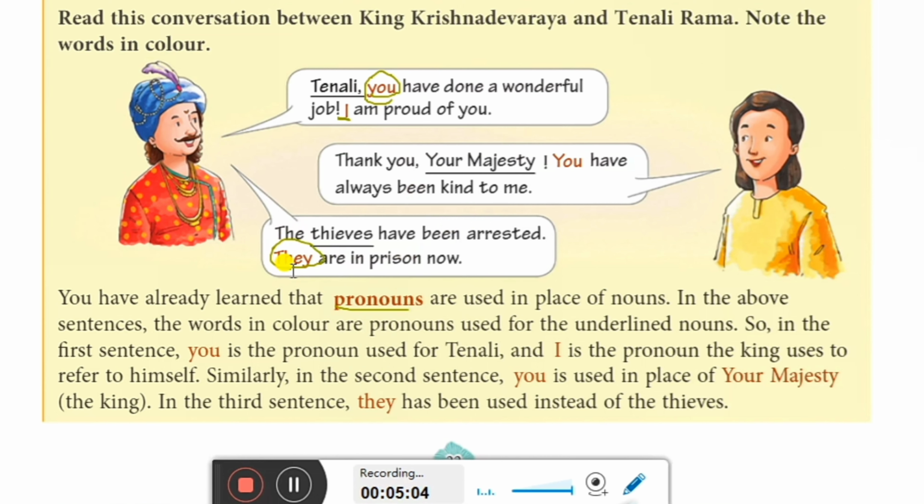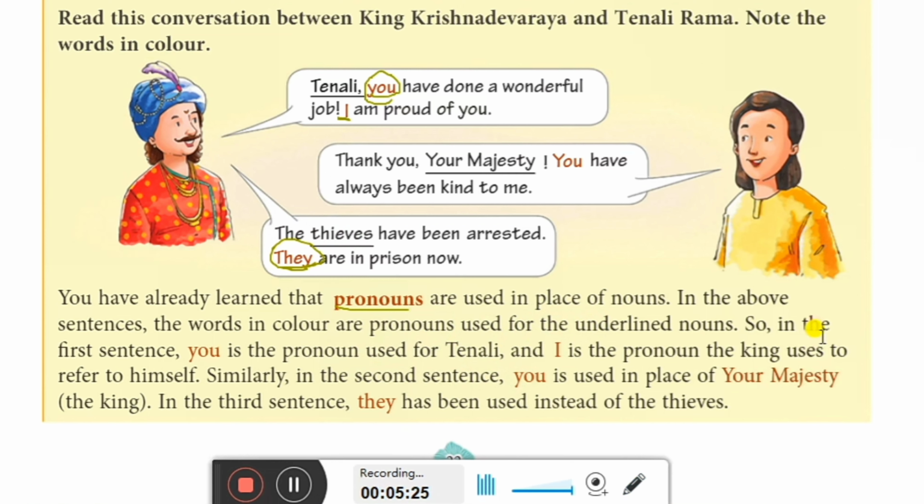They is a pronoun. It's used for a group of people which are originally nouns, but we are calling them they. We'll see who they are. The thieves are they. Okay, now that you know nouns, the topic is actually more than pronouns.